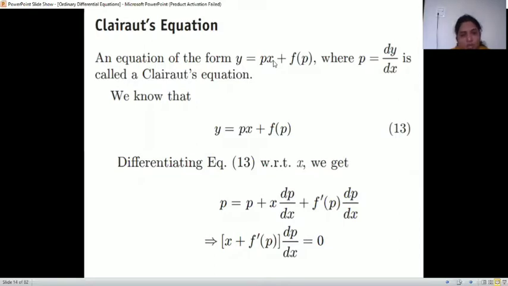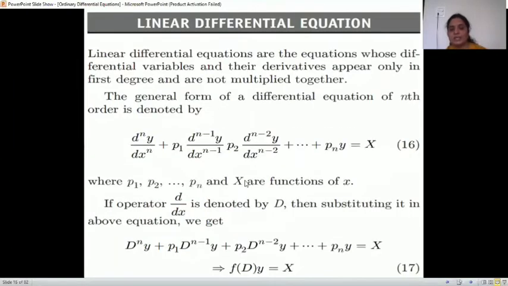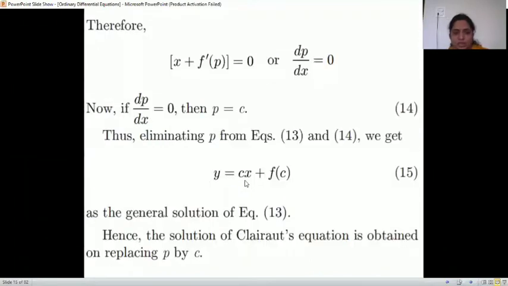And then its solution: if the equation is of the form y equal to px plus f of p, then we ignore the working and directly jump to the solution. So its solution is y equal to cx plus f of c. Hence, the solution of Clairaut's equation is obtained on replacing p by c. Just write c in the place of p and that will be the solution. This is the general solution.